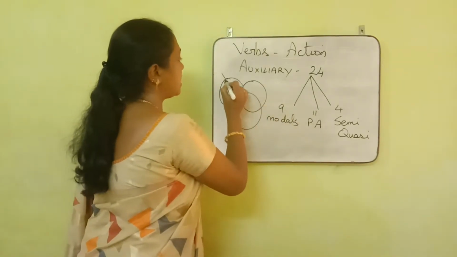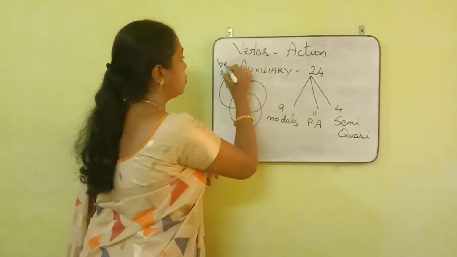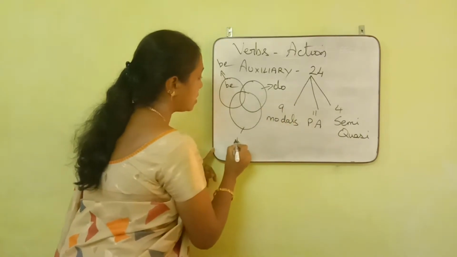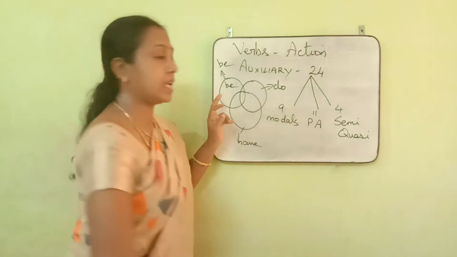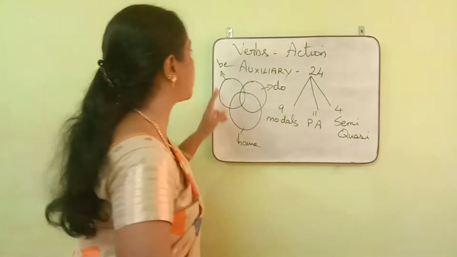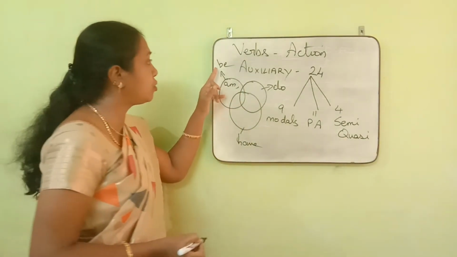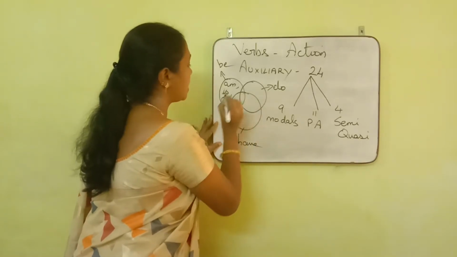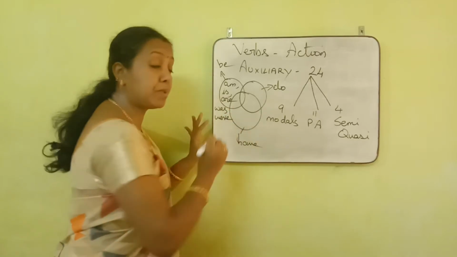The first one is the be verb, the second one is the do verb, and the third one is the have verb. Now, what are the words included in the be verb? For example, in the present tense: am, is, are, then was, were. These are the be verbs.